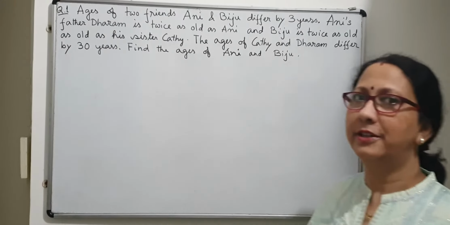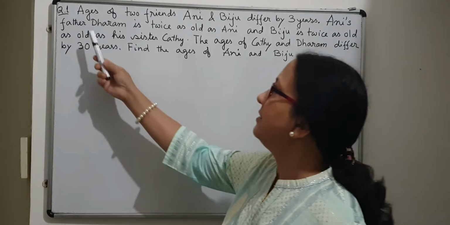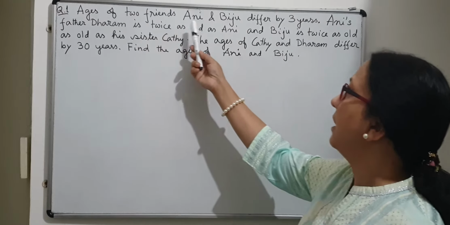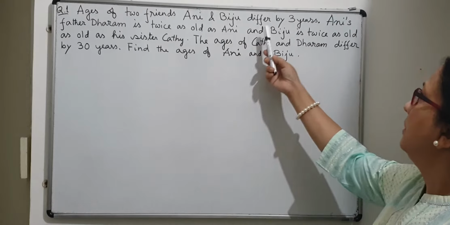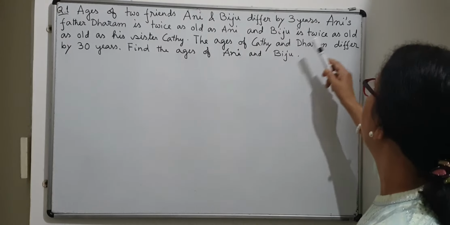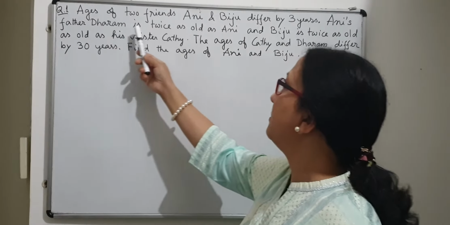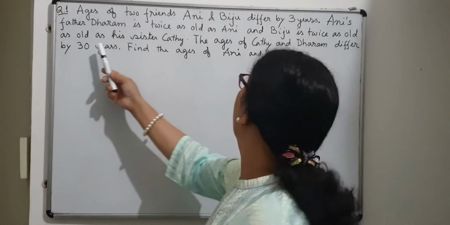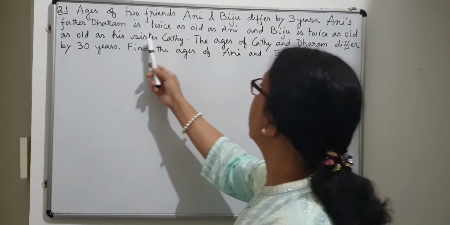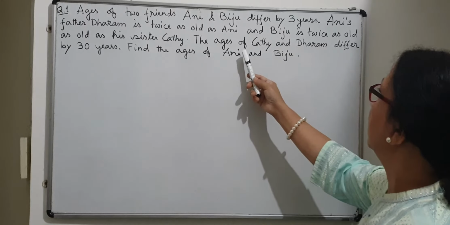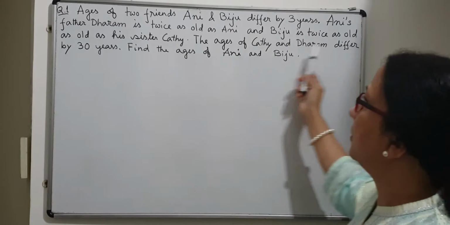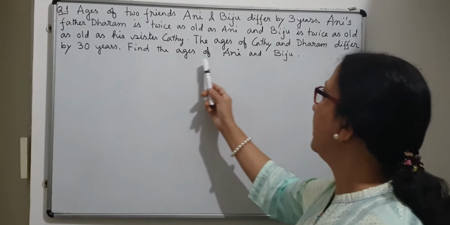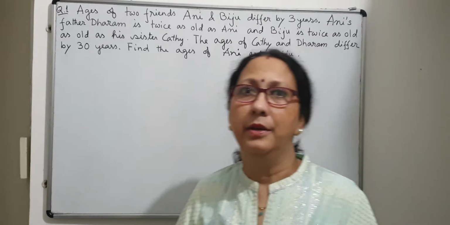So the first question that I've taken: the ages of two friends, Ani and Biju, differ by 3 years. Ani's father, Dharam, is twice as old as Ani, and Biju is twice as old as his sister Kathy. The ages of Kathy and Dharam differ by 30 years. Find the ages of Ani and Biju.